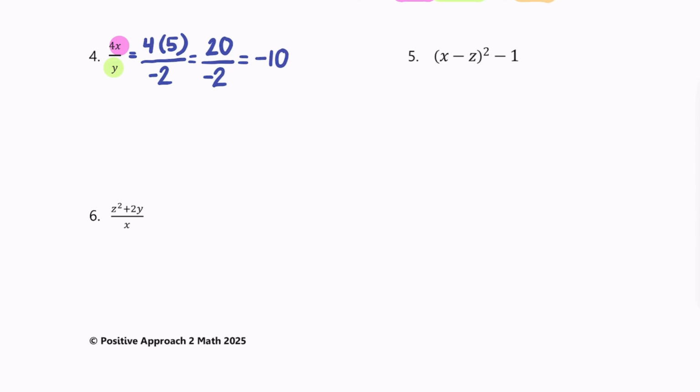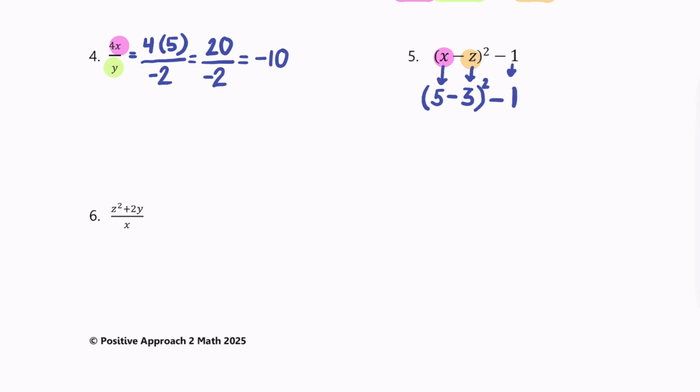Okay, let's look at number 5. Number 5, we have x minus z. We are going to square that entire quantity, and then we have to subtract 1. So x and z are the two things we're substituting in here. So x is 5 minus z is 3.